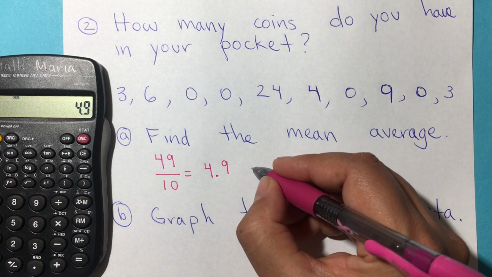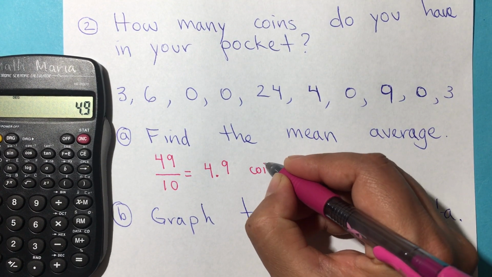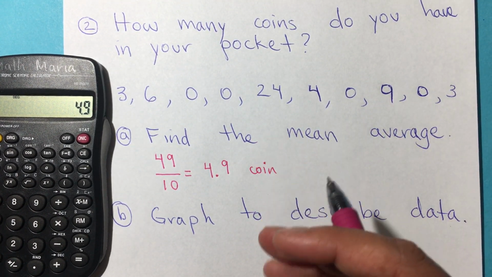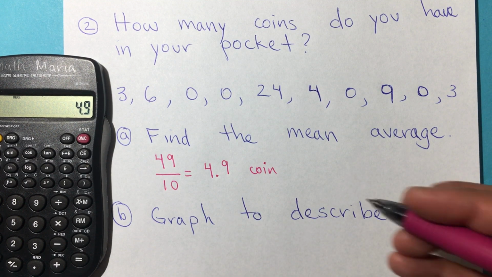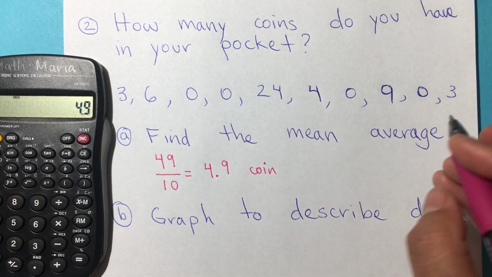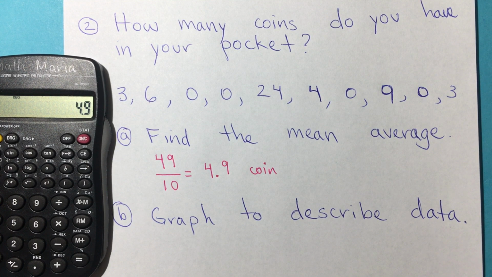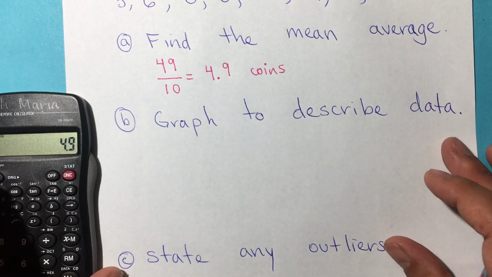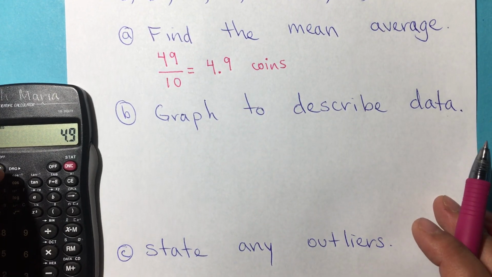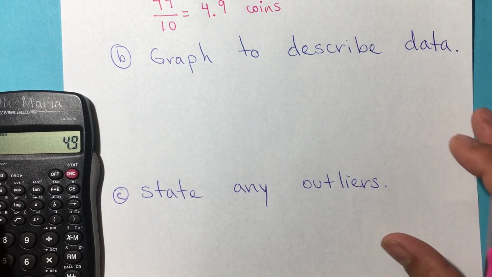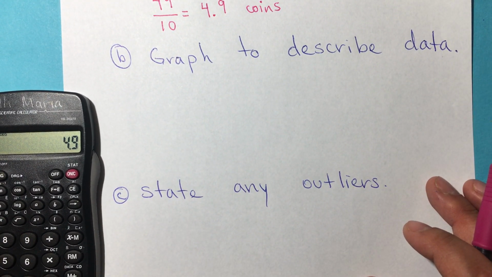4.9 coins. That means that if we were to put the coins together and give them evenly to each of the 10 students, they would each get 4.9 coins. So you would get a piece of one of them. Just kidding. Okay, letter B, graph to describe the data.